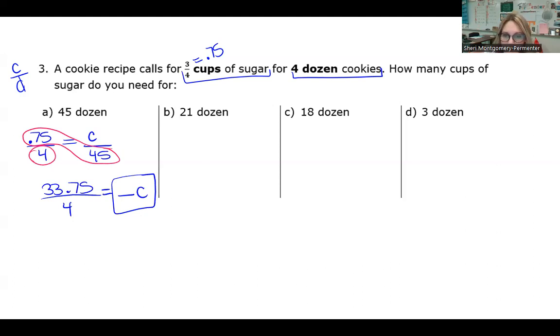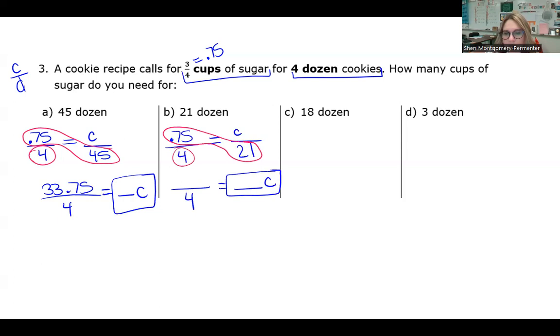The next problem, and all the ones here, B, C, and D, are going to set up with the same initial proportion. So we've got 0.75 cups of sugar over 4 dozen cookies. How many cups of sugar for 21 dozen cookies? I don't know. We can do bat and ball. So we've got 0.75 times 21. Whatever you get, you're going to divide by 4, and that will tell you how many cups of sugar.